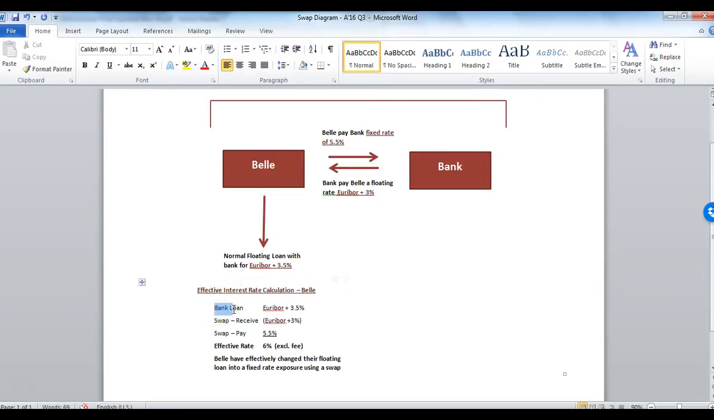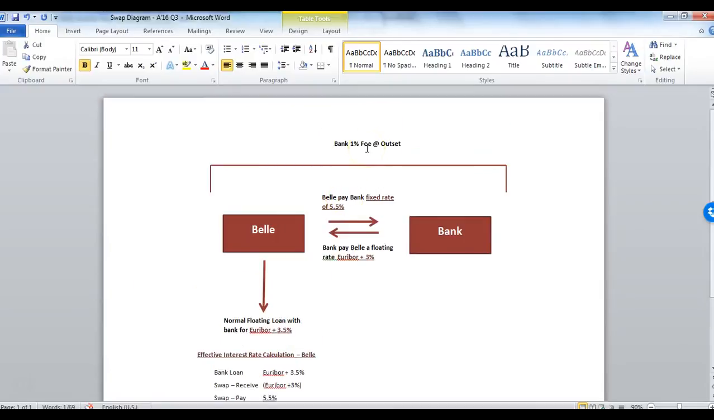So they pay the bank loan, which is Euribor plus 3.5%. So as Euribor goes up and down, Bell's interest rate goes up and down. However, with the swap, they're going to receive Euribor plus 3%. So they're going to get that in, that's why it's negative, and they're going to pay 5.5. So if we add them up, you can see straight away we're removing our interest rate risk because we're paying Euribor, but we're receiving it as well. The net impact is, because of having the swap, they've now locked in a fixed interest rate of 6%. Of course, that's excluding the fee. So the net overall will be a 7% interest cost.